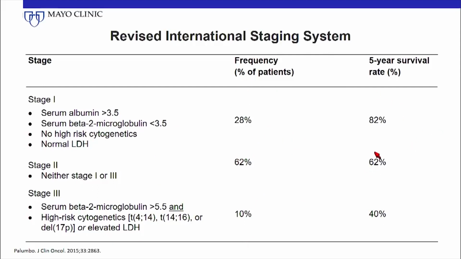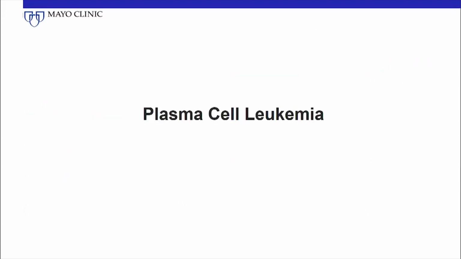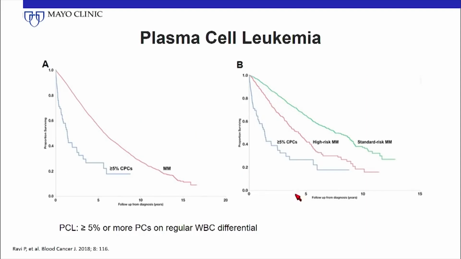And each group is associated with a different prognosis. So the Revised International Staging System is what we are currently using in clinical trials for risk stratification. I'll close with plasma cell leukemia, which is an odd entity, but just so you know, when you have more than 5% plasma cells in the circulation on a regular CBC, that is associated with an outcome that is much worse than even high-risk myeloma.